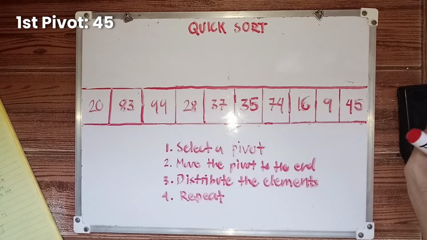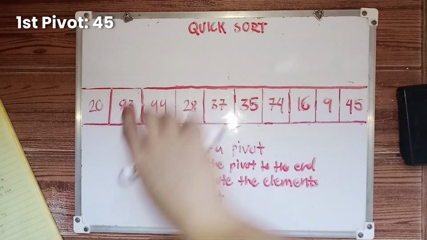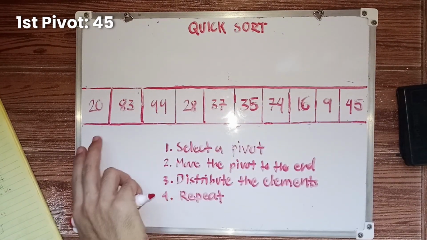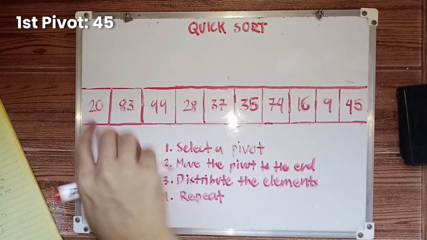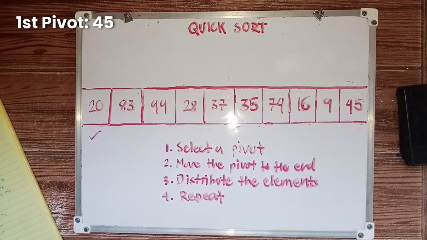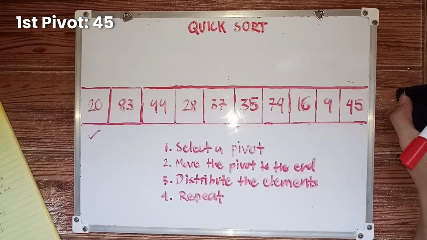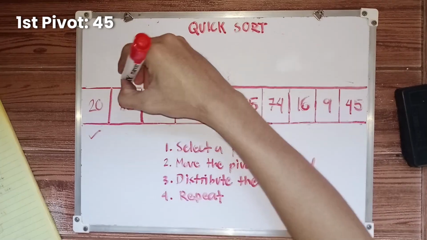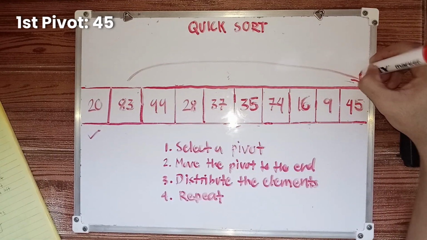So, we have here, from left to right, 20. So, 20 is less than 45. So, the position of 20 is correct. It's on the left. So, 83 is larger than 45. So, we are going to move it to the right side of 45.